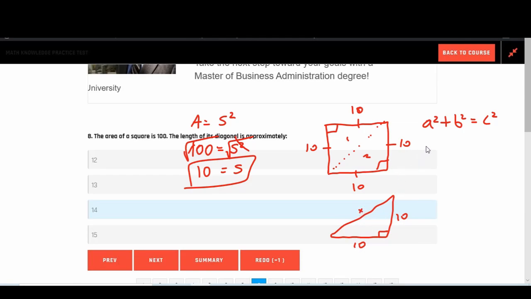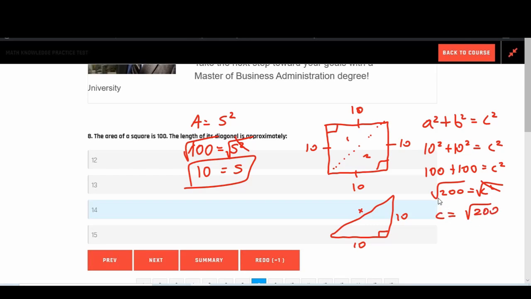So let's go ahead and plug things in. This side's 10, this side's 10 equals c squared. This is 100 plus 100 equals c squared. This is 200 equals c squared. Let's take the square root of both sides. This crosses out. We're left with c equals the square root of 200.